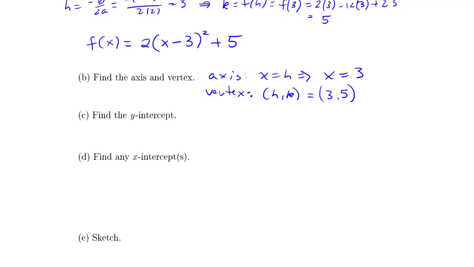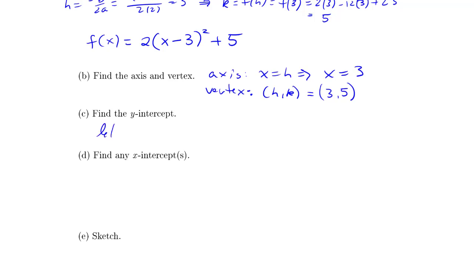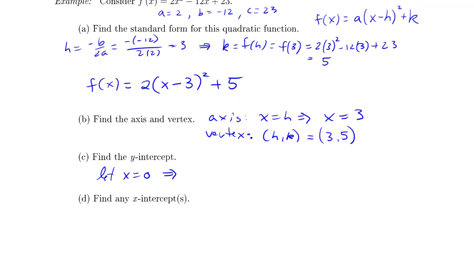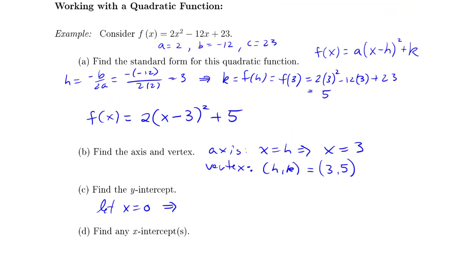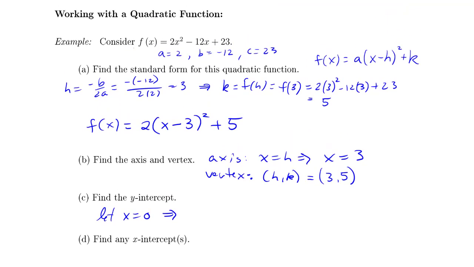Got it. Okay, as far as the intercepts, that's just like what we've looked at before. If we want the y-intercept, we just let x be 0. And then I can use whatever form I want. So if I want to go back to this original form here, I can do that. That would be f of 0. So that would be 0 minus 0 plus 23. And that would just give me a y-intercept of 23.